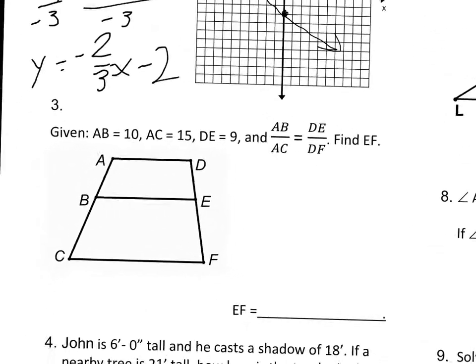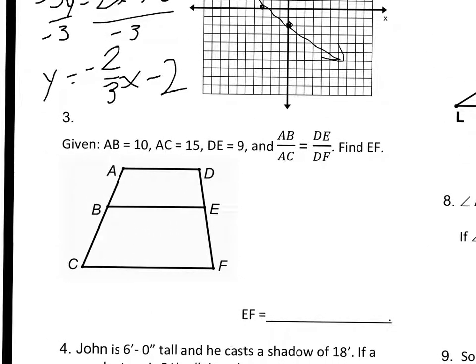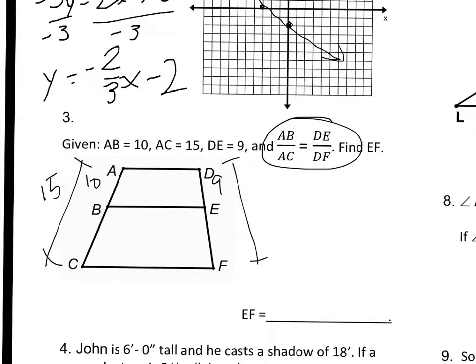Question 3. This is just from the last quiz right here. We have to know how to do proportions. So the first thing I'm going to do is label my picture. I'm going to label AB as 10, AC is 15. I also have DE is 9, and then we're trying to find EF, but it gives us its proportion up here: AB over AC, so small over the whole thing, is equal to DE over DF, which is the small part over the whole thing.